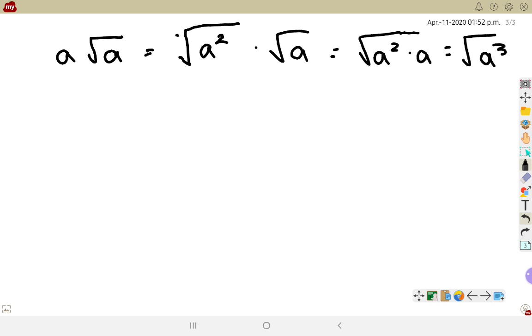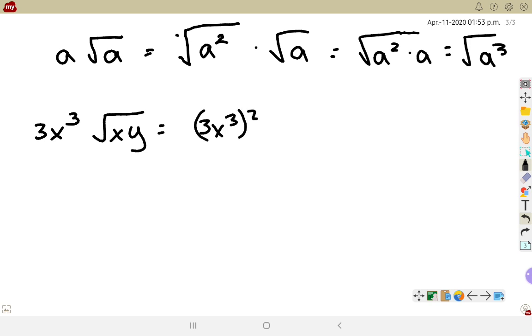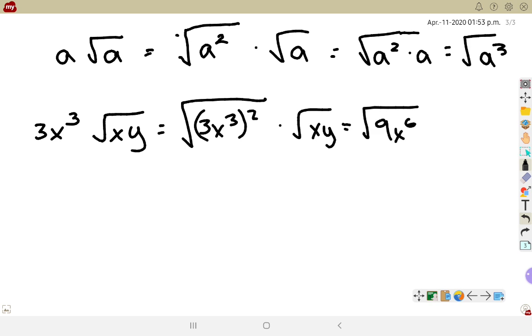Okay, and if I was to do one that had a coefficient as well, so let's say I was working with 3x cubed multiplied by the square root of xy, this would then become 3x cubed, and I would need to square that and then square root it so that it still has the same value, multiplied by xy. That's going to give me the square root of 3 squared is 9, x cubed is x exponent 6, and then I'm going to multiply by the xy, and that gives me the square root of 9x exponent 7y.